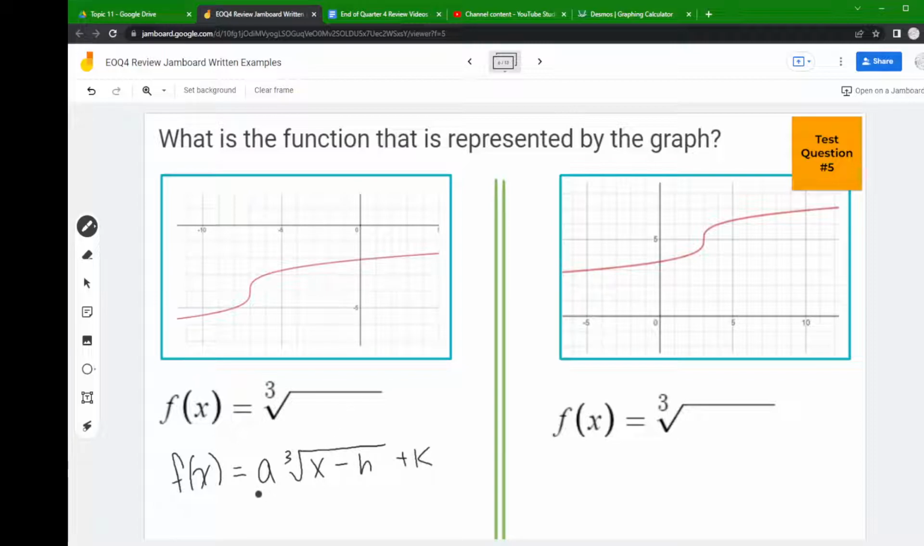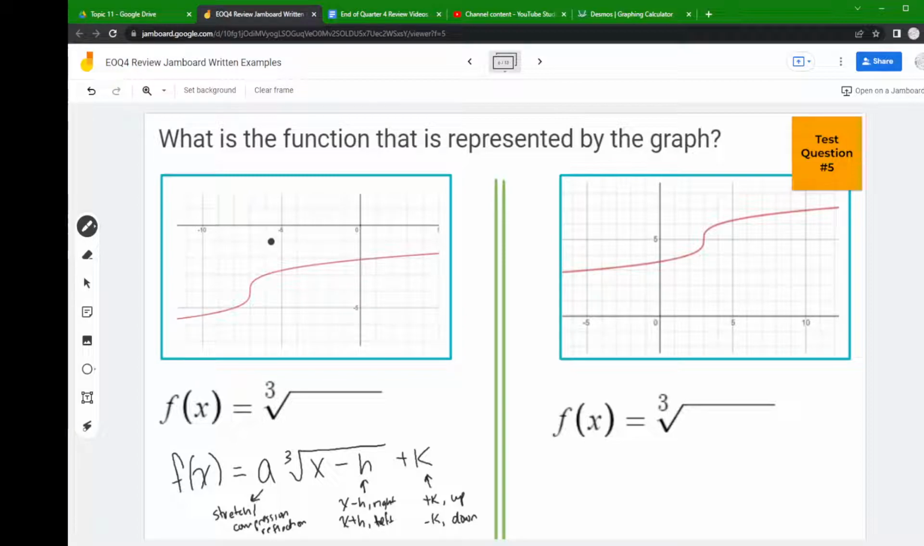Alright, so the a is for any stretches, compressions, or reflections that might be happening on the graph. The h talks about left or right. So if you see something that says x minus h, it goes to the right, like there was a translation to the right. And if you see x plus h, it was translated to the left. The k value describes vertical translations. So if you see plus a k value, it translates up. And if you see minus the k value, it translates down.